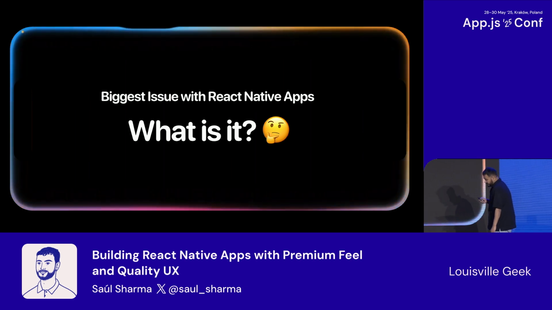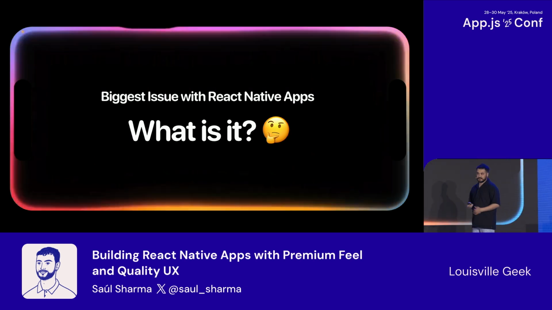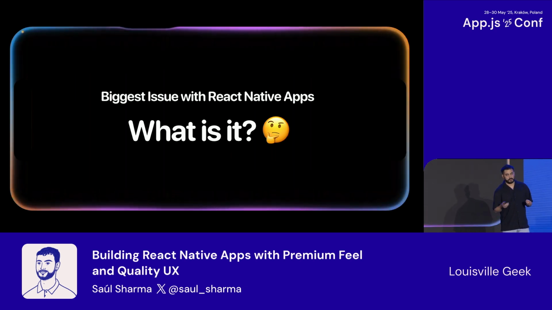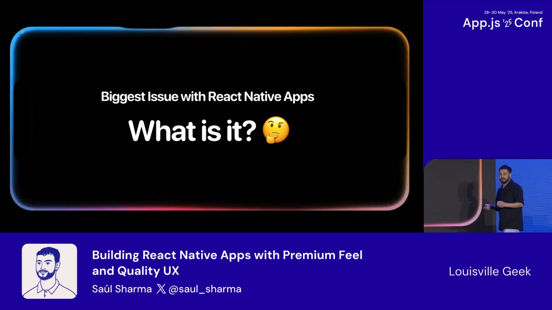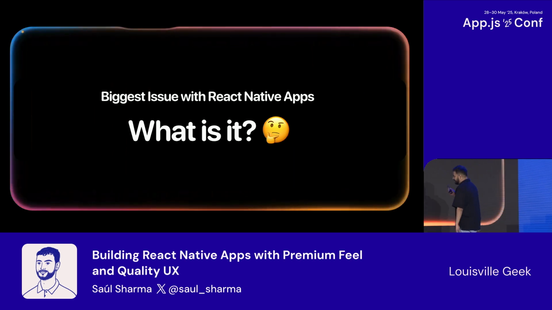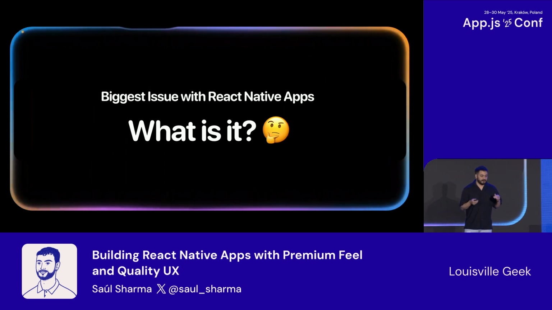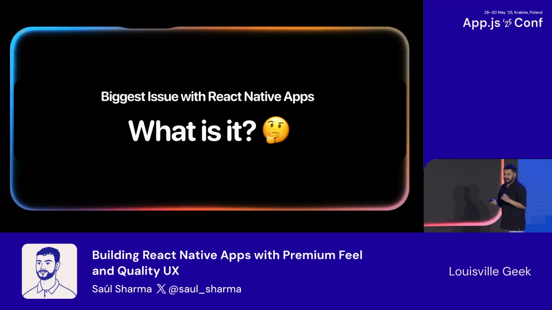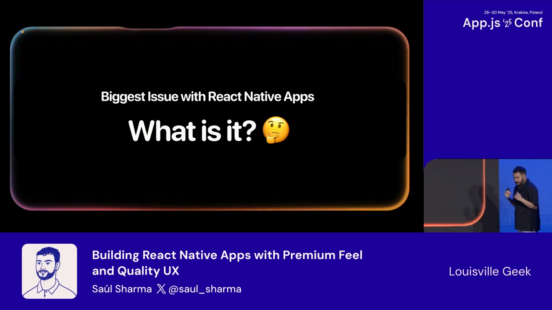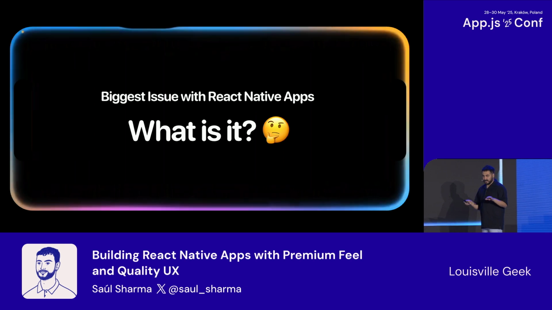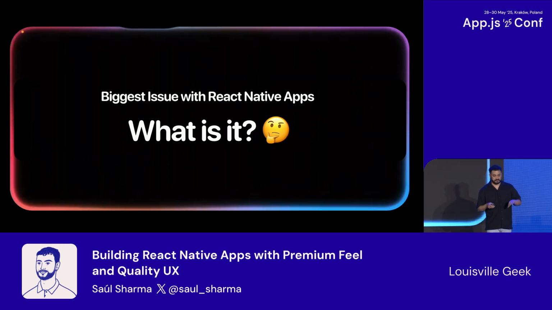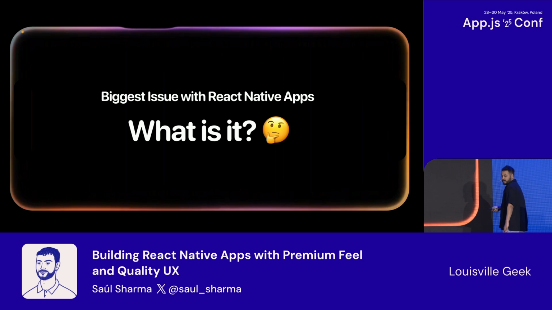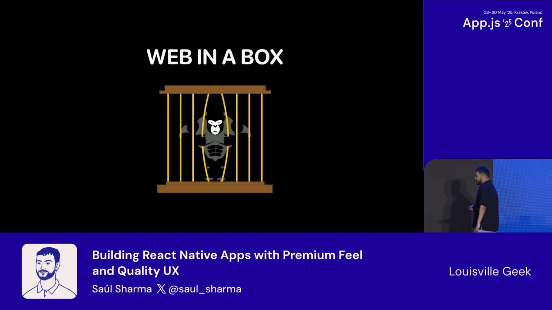Before we get into our main topic, let's ask ourselves, what is the biggest problem we have with our React Native apps? Take a few seconds, and in the next slide, try to make sure you get it right. I don't think it's going to be a very common problem, but because I've built so many of those top apps, I see a lot of difference between our React Native apps versus those top apps. So the biggest problem I see within our React Native community is what I call web in a box. So what could it be, web in a box?